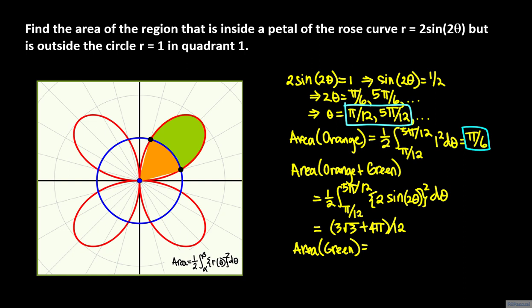And so the area of the green region is equal to the quantity 3 square root of 3 plus 4 pi all over 12 minus pi over 6. This is equal to the square root of 3 divided by 4 plus pi over 6. This is approximately 0.957.